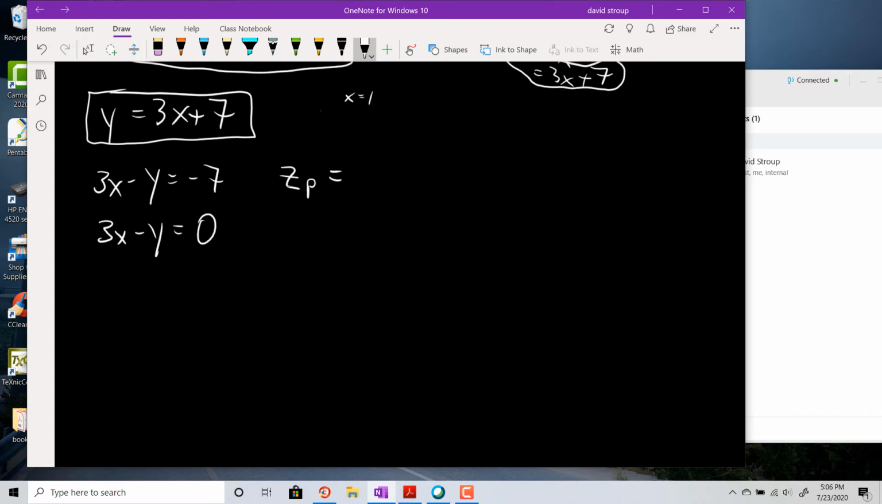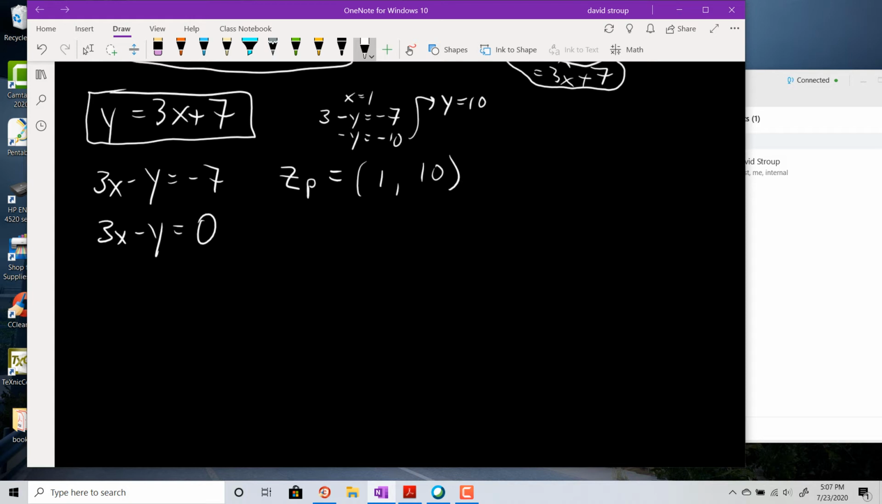And if I plug 1 into that equation, I get 3 times 1 is 3, minus y is negative 7. And then I get negative y is negative 10. And then, of course, y is 10, right? So one particular solution, and I'll write it kind of like an ordered pair. Okay? So there's the x part, 1, and then there's the y part, 10.